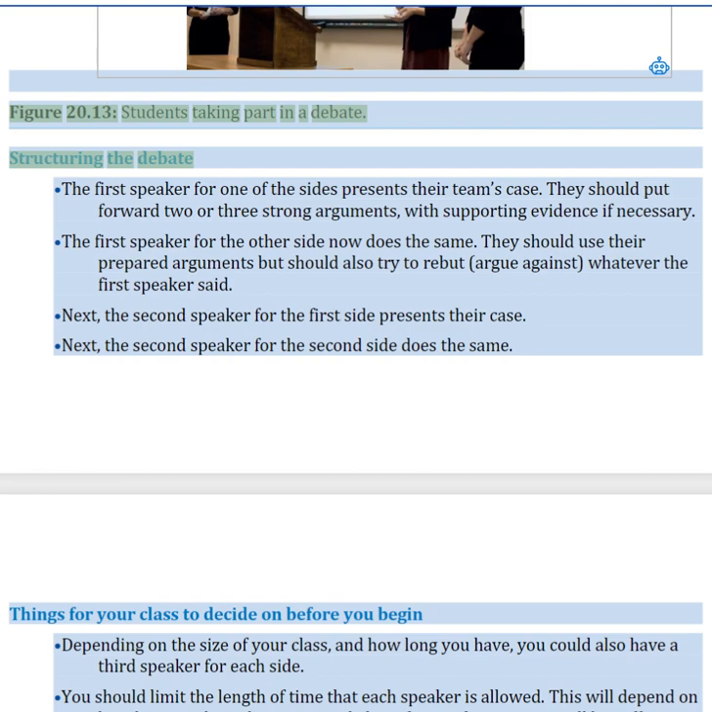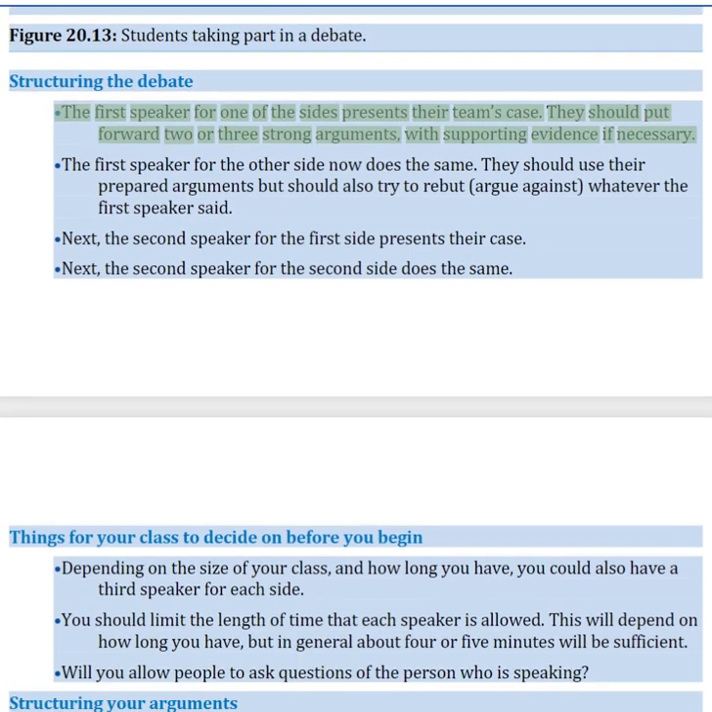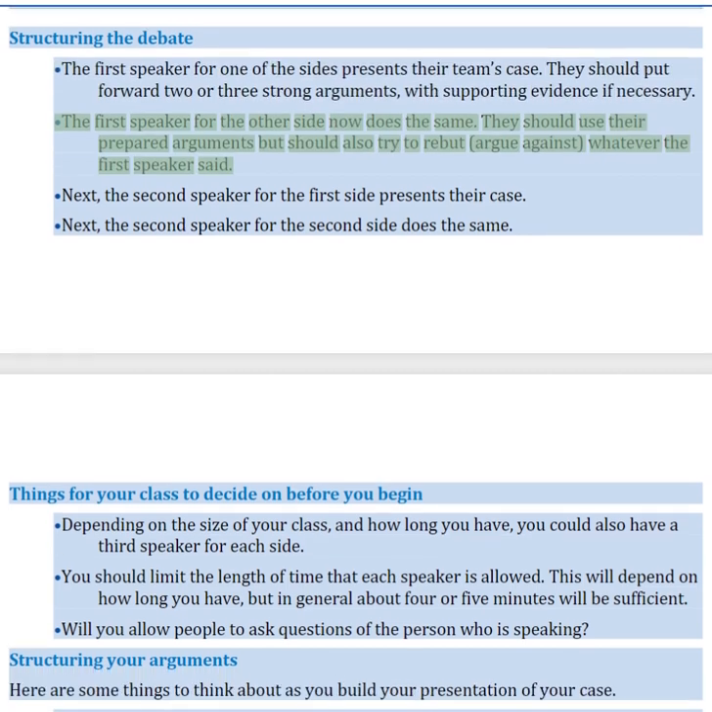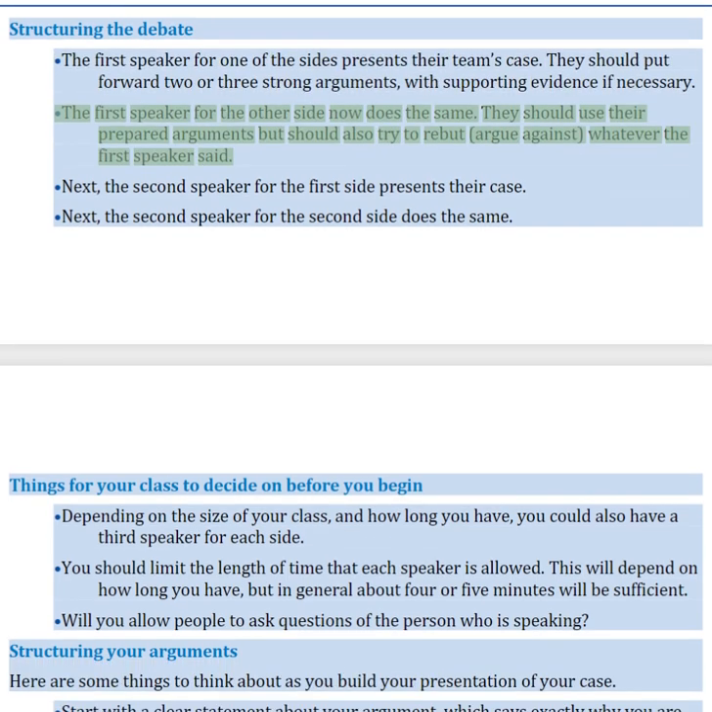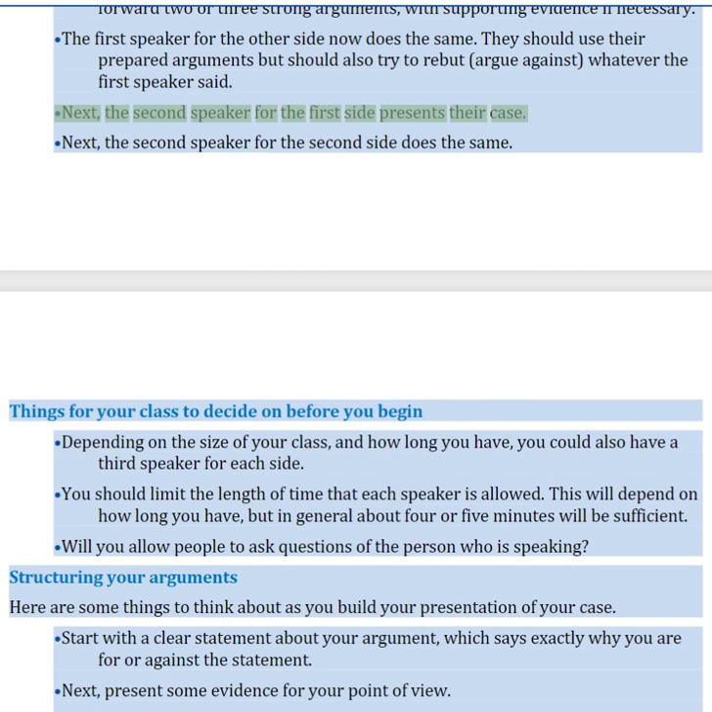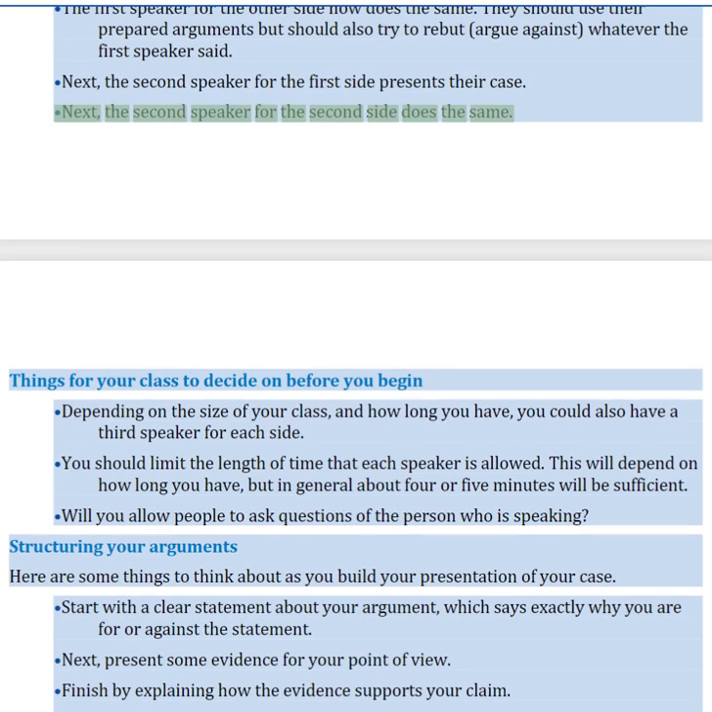Structuring the debate. The first speaker for one of the sides presents their team's case. They should put forward 2 or 3 strong arguments, with supporting evidence if necessary. The first speaker for the other side now does the same. They should use their prepared arguments but should also try to rebut whatever the first speaker said. Next, the second speaker for the first side presents their case. Next, the second speaker for the second side does the same.